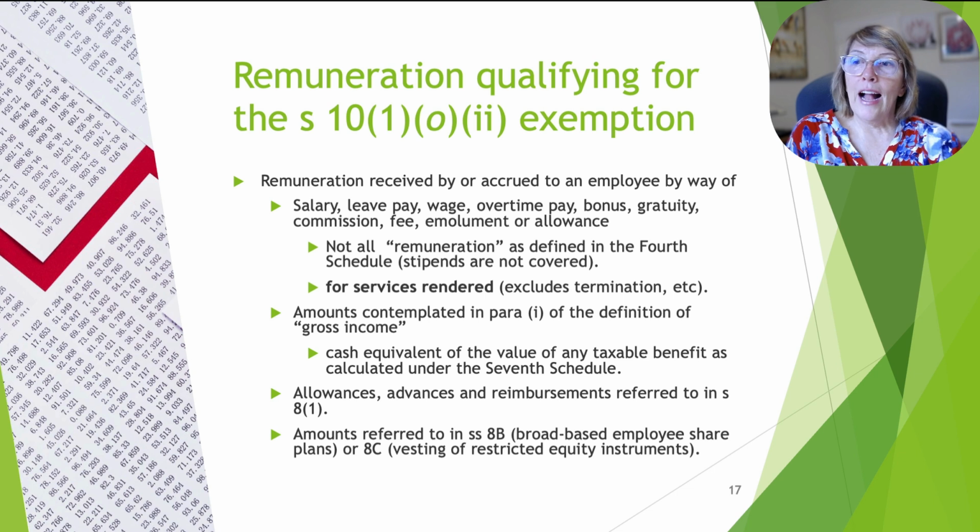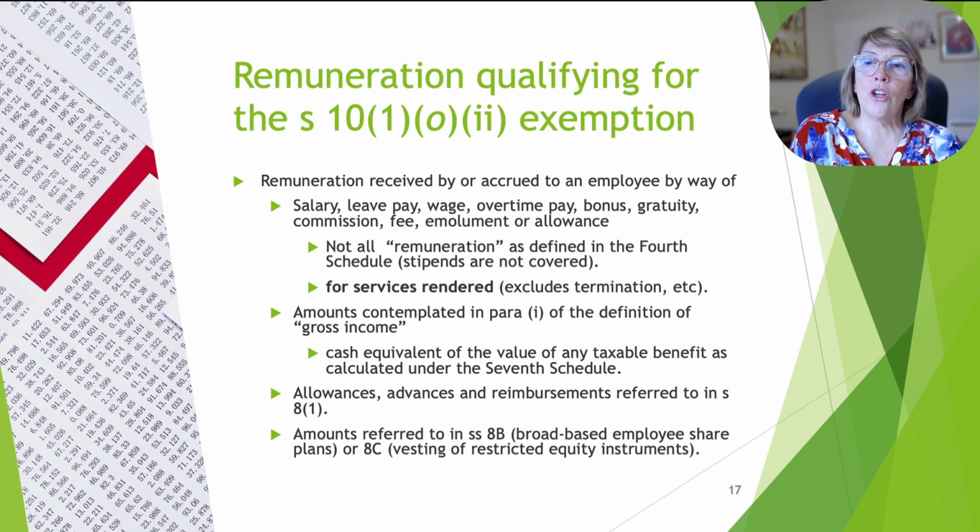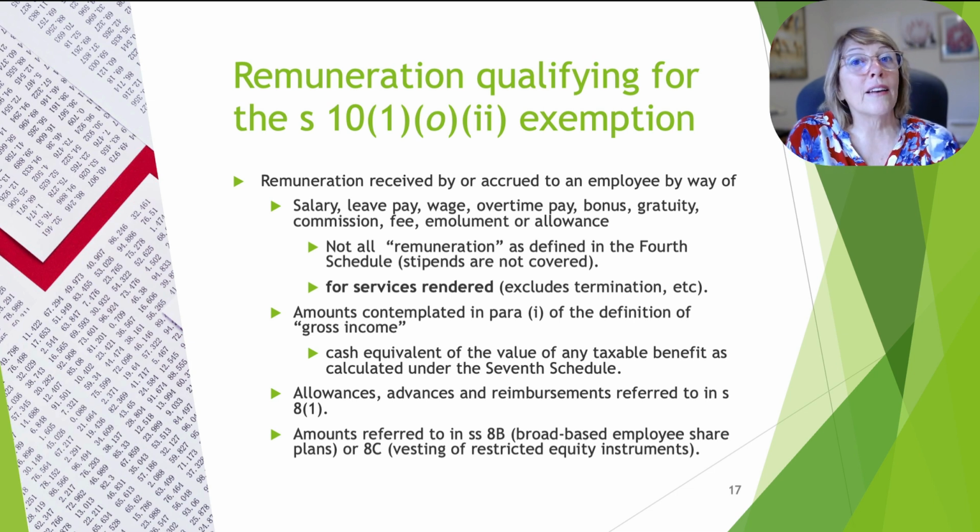The kinds of remuneration that qualify for that exemption include salaries, leave pay, wages, overtime, bonuses, gratuities, etc. But a stipend is not covered. Amounts contemplated in paragraph 1 of the Seventh Schedule, which talks about fringe benefits, allowances referred to in section 8, travel allowances, advances, etc., and then amounts through share schemes, 8B and 8C. That all comes under this banner of remuneration, which could potentially qualify.